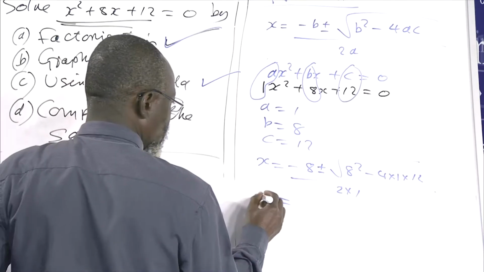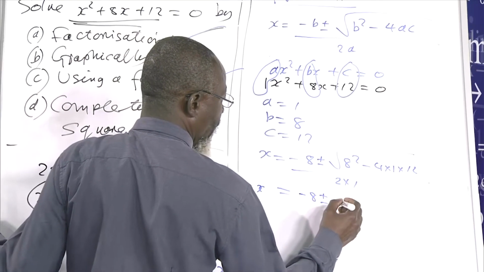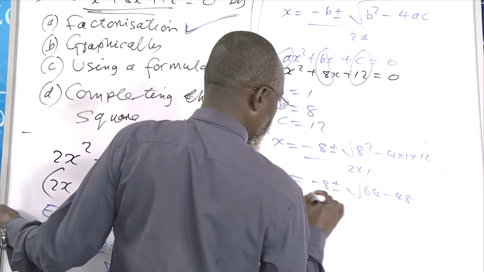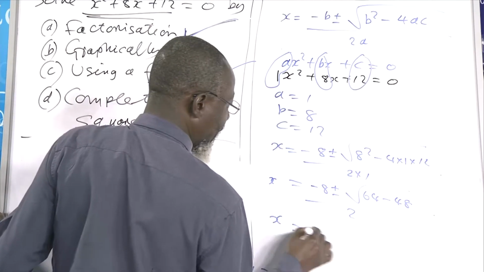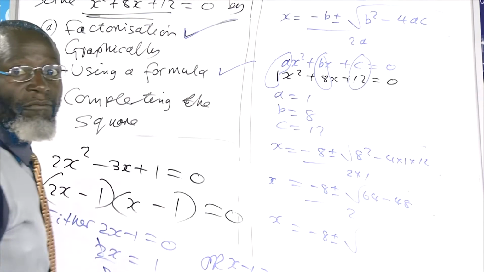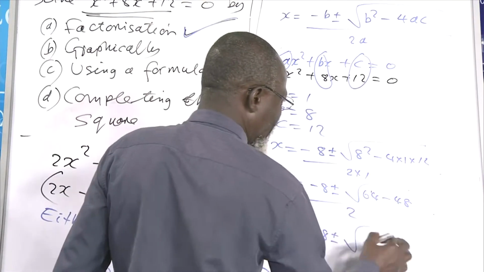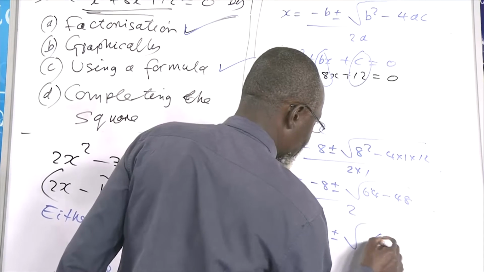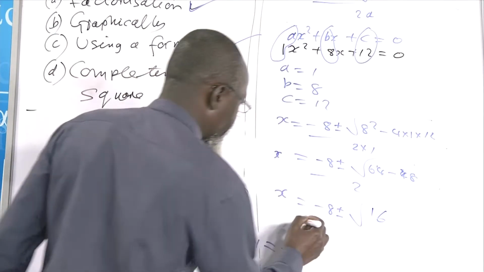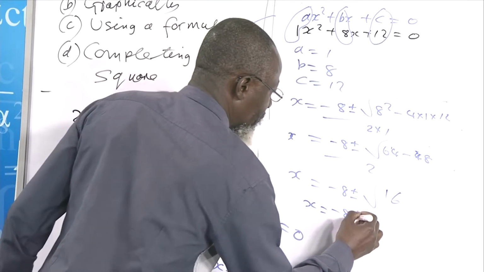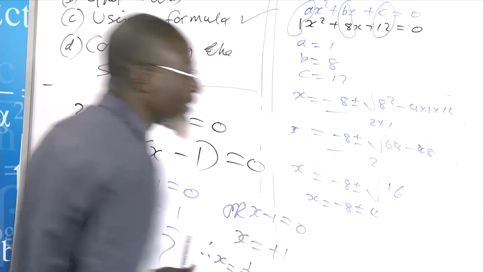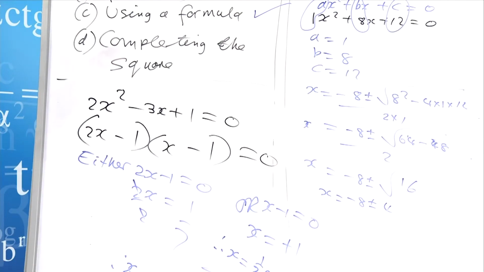Which means x is now equal to minus b, plus or minus the square root of 64 minus 48, all over 2. Which means x is equal to minus 8 plus or minus the square root of 64 minus that. We've got a 1 here, 64 minus that is 16. So x is now equal to minus 8 plus or minus the square root of 16, which is 4.